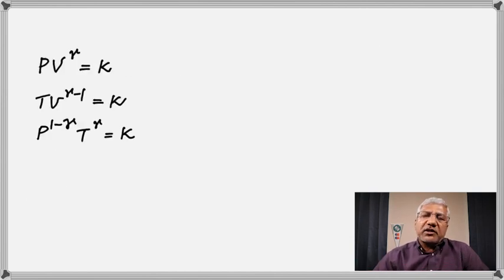There are actually two other versions which you can easily get by substitution of the ideal gas equation. And here I've listed all three equations that can be applied for an adiabatic process. So make note of this, and you should be able to use this to find the temperature, the volume, or the pressure, whatever be the case.